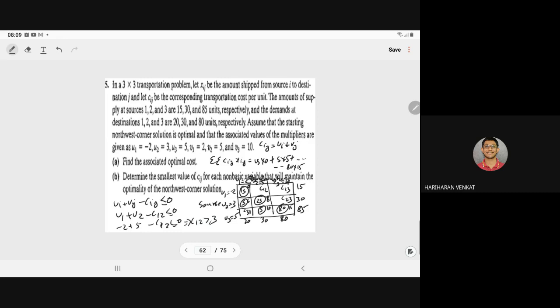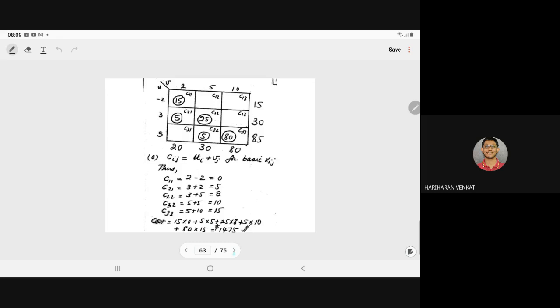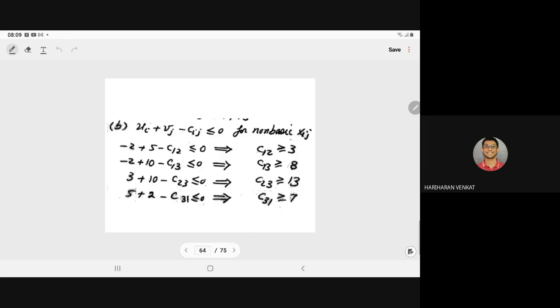So that is the limit. If you take the value of C12 greater than or equal to 3, you will get the current northwest corner solution as the optimal solution. So similarly, you can compute for all by this approach. So here we have C12 greater than or equal to 5. Similarly, C13 greater than or equal to 8, C23 greater than or equal to 13, and C31 greater than or equal to 7.